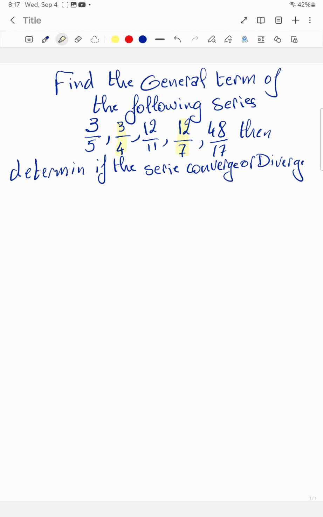How did I come to that conclusion? It's by practice. Practice makes you strong. Practice, like you can see stuff that you cannot see. So now I will rewrite this series as 3 over 5 and then 3 times 2 over 4 times 2. It's the same thing. And 12 over 11, and then 12 times 2 divided by 7 times 2, and then 48 over 17.